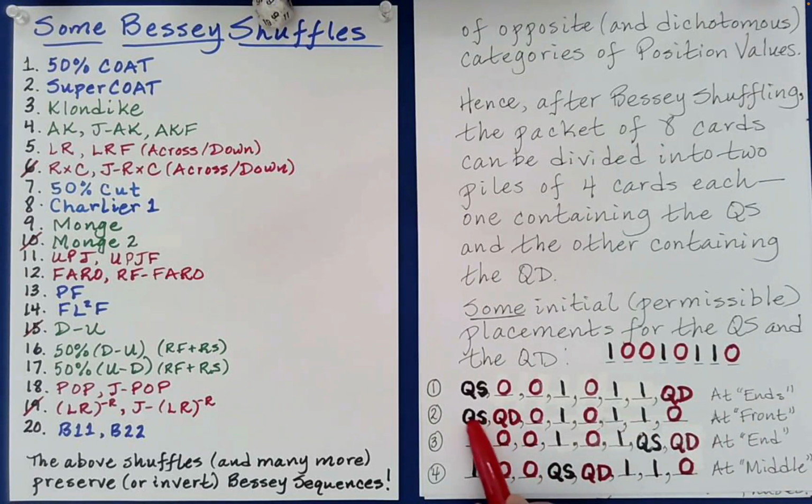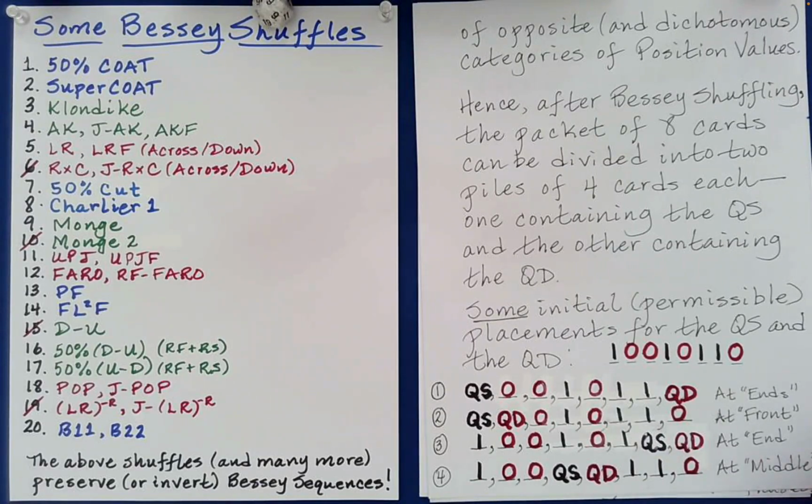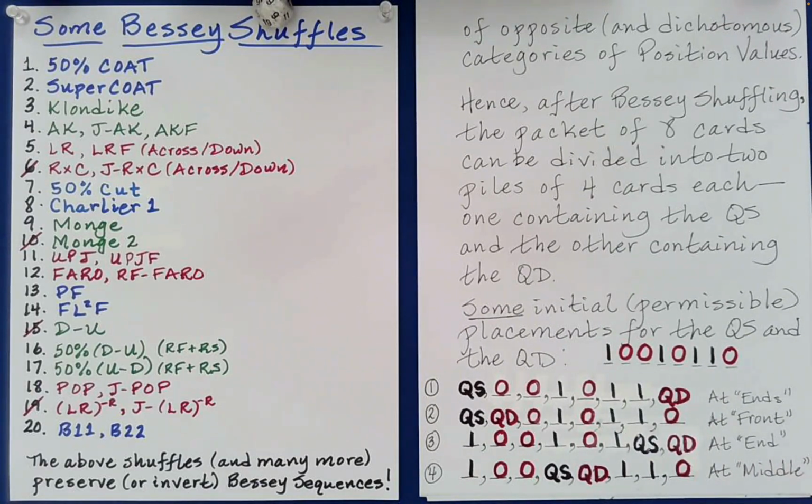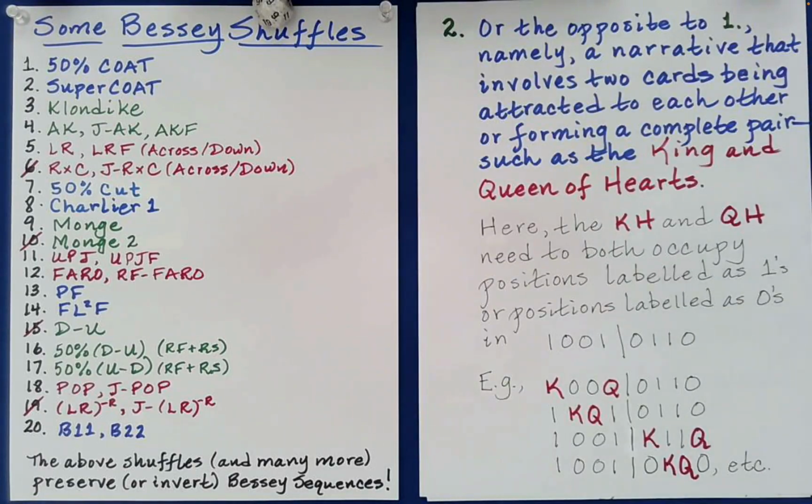This is what we did. We started with them at the top. You could have them start at the bottom together and then separate them in the end. You could have them start together in the middle. Okay, and there are other possibilities as well. So that is the first kind of application of Bessey sequences, where we are not necessarily taking advantage of the full power of a Bessey sequence.